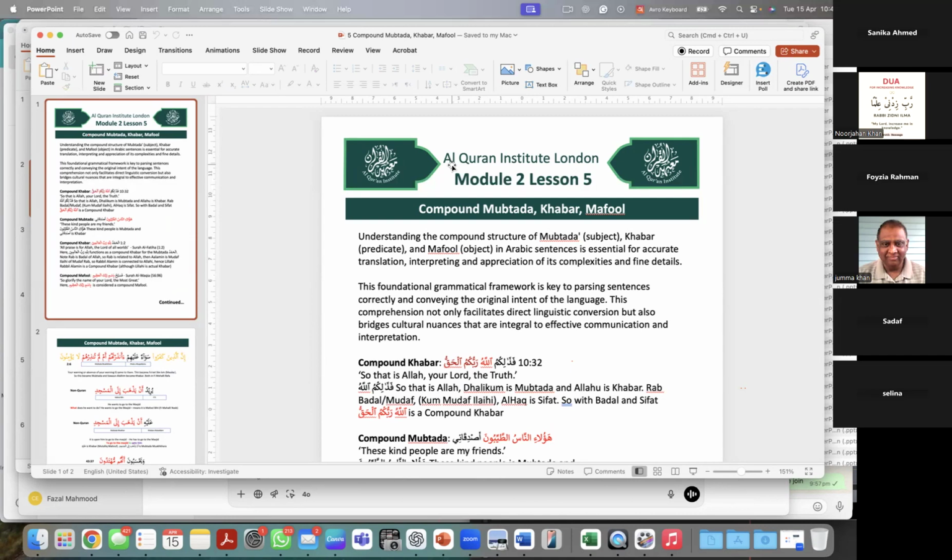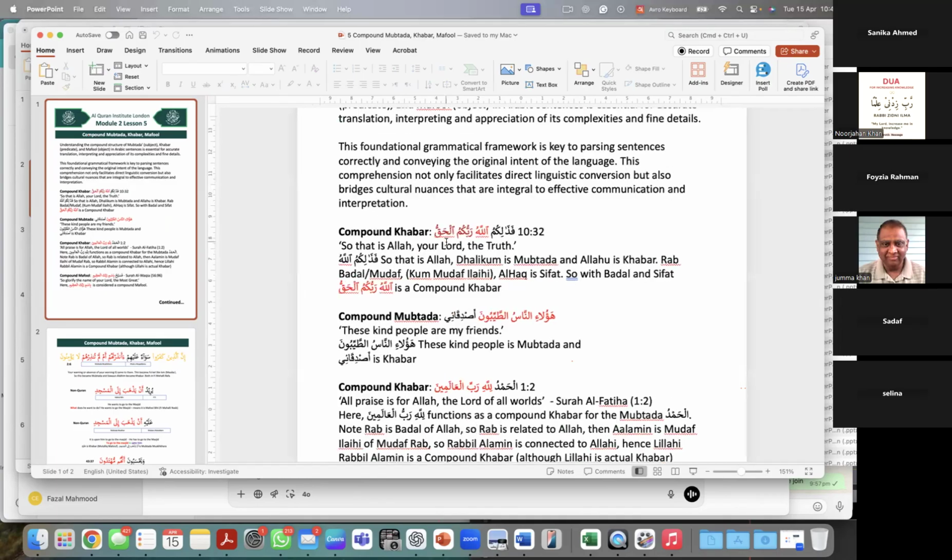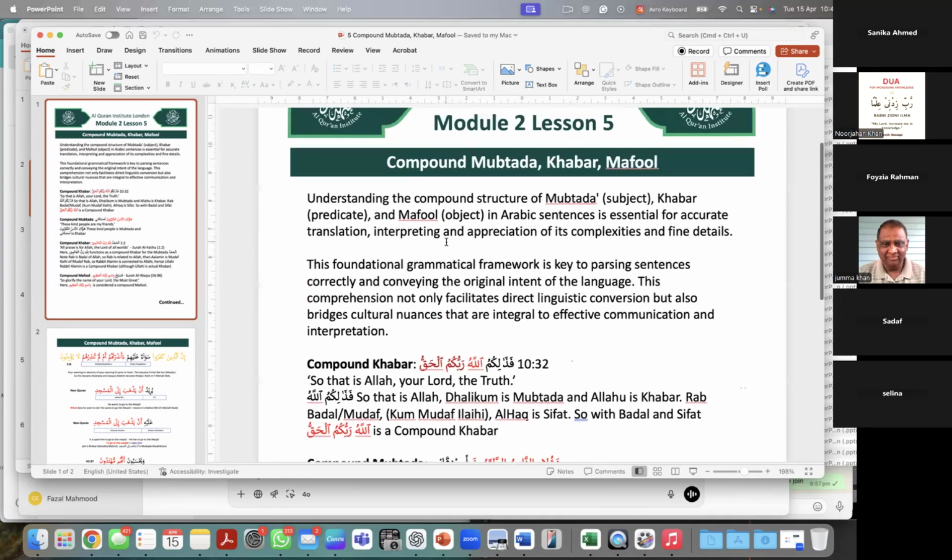We shortlisted only 10, interviewed, and we found, alhamdulillah, 2 very, very good teachers who are fully aligned with Al-Qur'an Institute's vision. Alhamdulillah, they are doing very well.